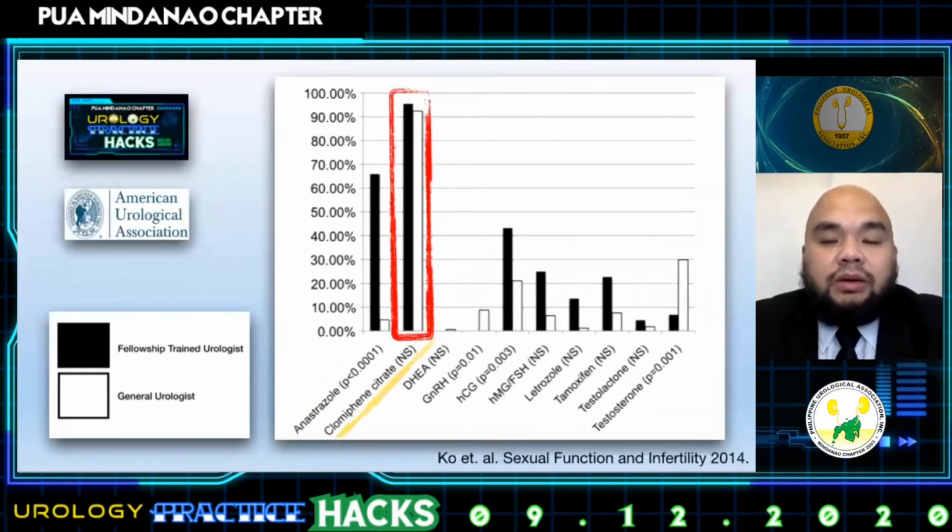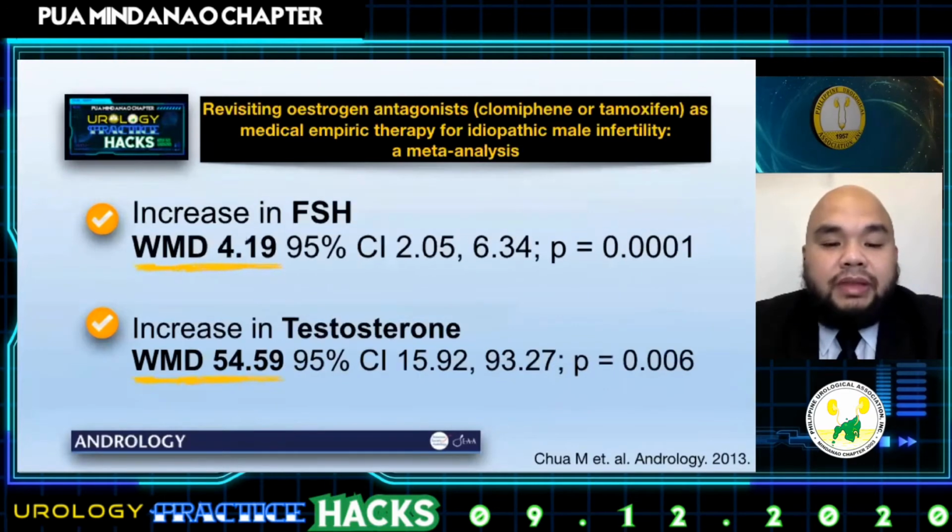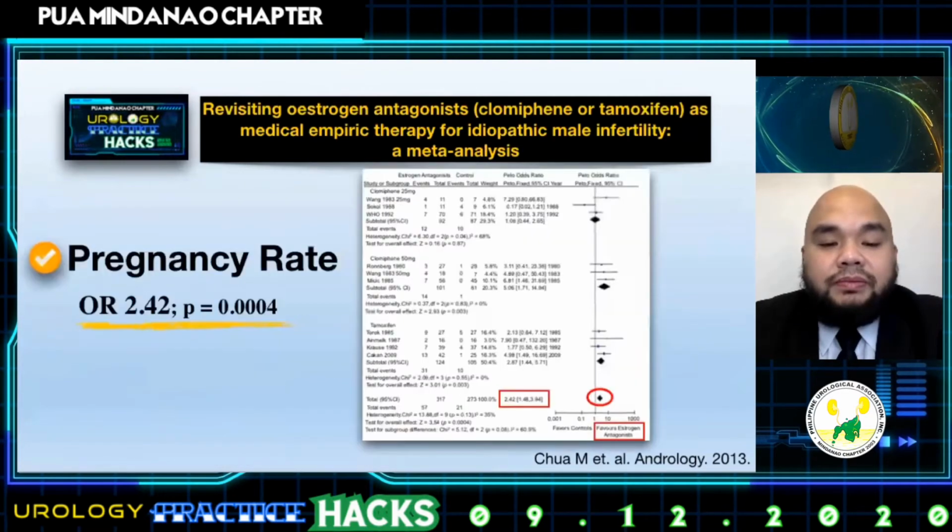Next drug is the Clomiphene citrate. So Clomiphene citrate is the most commonly prescribed drug for male infertility. So in this meta-analysis by our very own Dr. Mike Pua, Clomiphene citrate is associated with a significantly increased improvement of the sperm concentration and motility, significant increase in FSH and testosterone, and more importantly, it is associated with a significant increase in pregnancy rate.